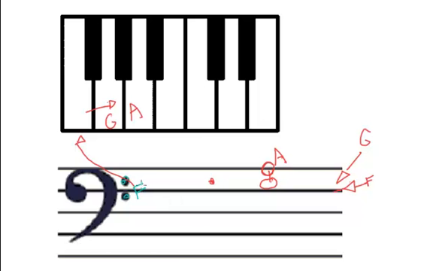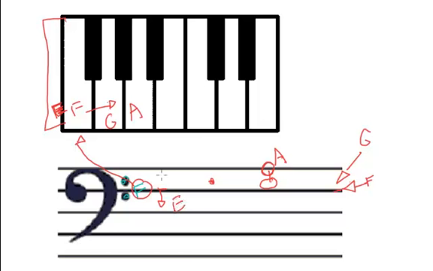Now you can go backwards too. Since this line right here is F, then going down one key, let's draw another key right here, this is an F, and this is an E. That's a poorly drawn E. This is the E, right?